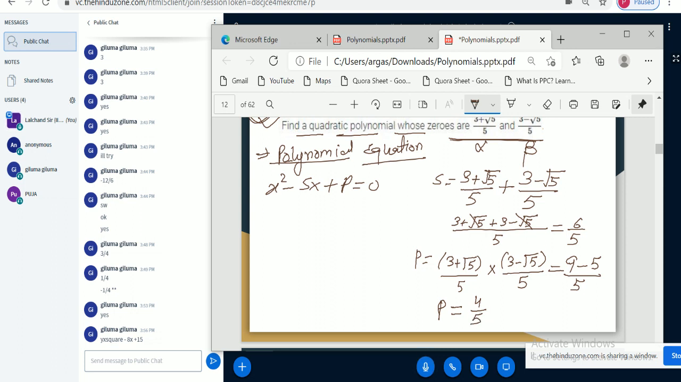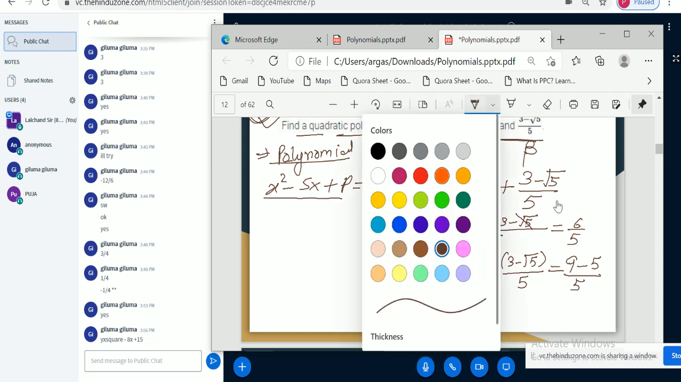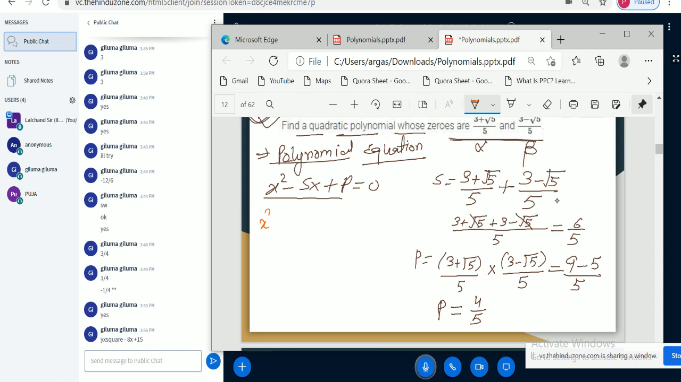Okay. If I substitute the values of S and P in this equation, then x square minus S, and the value of S is 6 by 5, so 6 by 5 into x, plus P, the value of which is 4 by 5, equal to 0. If I take the LCM, then 5x square minus 6x plus 4 equal to 0. This is our required equation. Okay, are you getting this question?